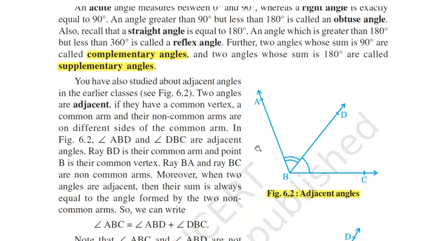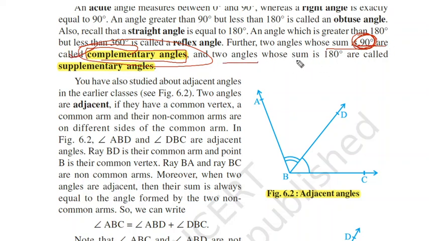Now, some more concepts in angle, that is complementary angle. What is complementary angle? When the sum of two angles is exactly 90 degree, we call them complementary angles. You can write it: when the sum of two angles is 90 degree, then we call them complementary angles.